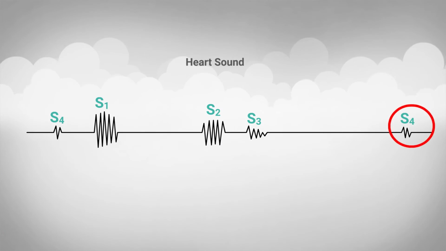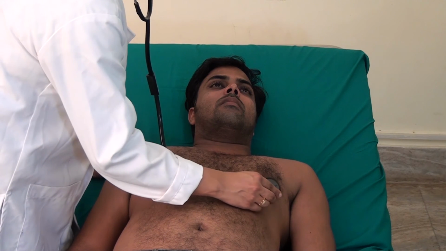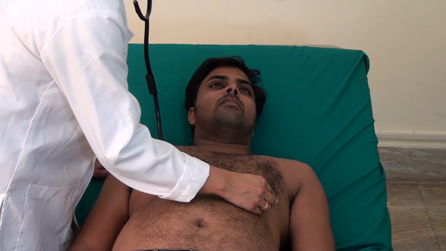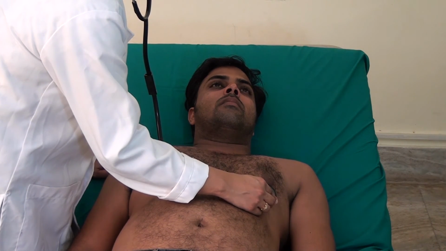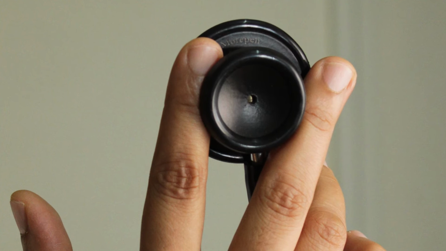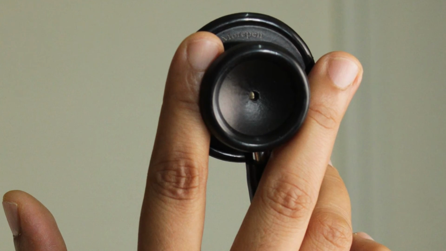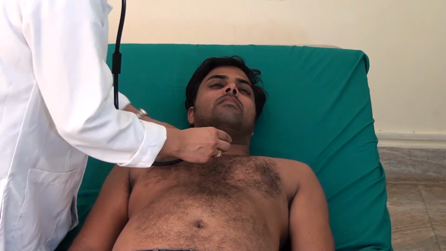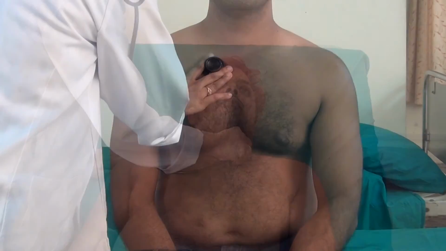Listen for the fourth heart sound, S4. S4 is best heard with the bell of the stethoscope placed lightly over the apex, barely making an air seal, and is attenuated with increased pressure on the bell, that is, creation of a diaphragm. S4 is normally not heard in healthy individuals. It is important to auscultate all these areas with the bell of the stethoscope.